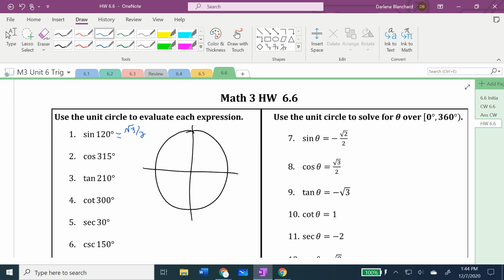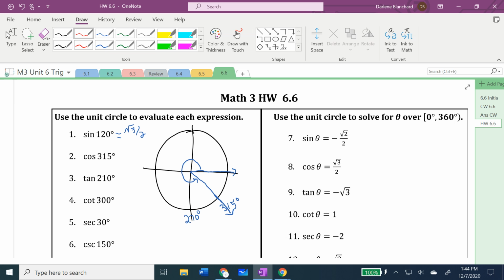315 degrees is 45 degrees shy of 360. Or you might say it's 270 plus 45 degrees. So realize that what this is saying is from an initial side of 0 degrees to a terminal side of 315 degrees. So my turn goes, bing.